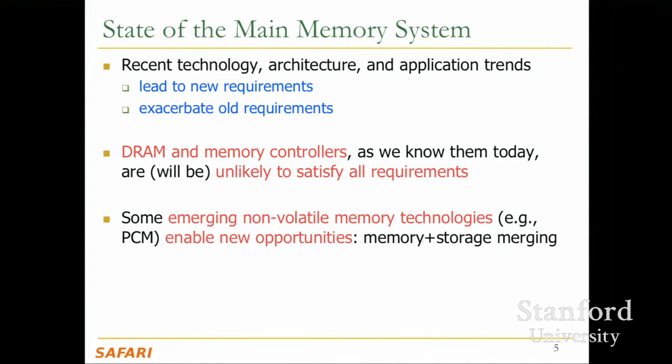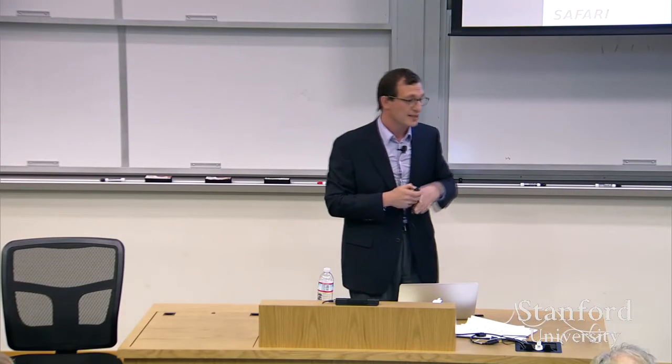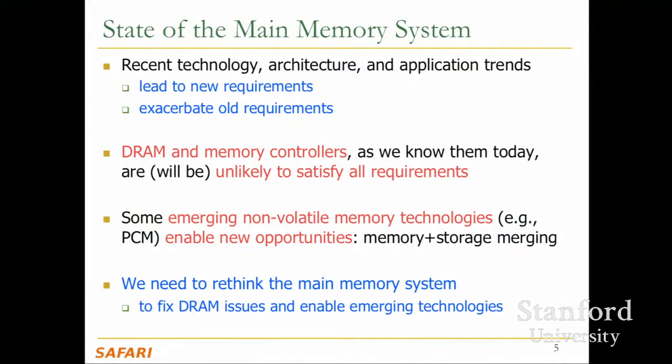And at the same time, there are some emerging memory technologies that happen to be non-volatile that enable some new opportunities, like the merging of memory and storage. So hopefully we'll get to the end of the talk where I will talk about that. Given these, I believe we need to rethink the entire main memory system and the systems we design around it, to fix the issues we're having with DRAM and enable some of these emerging memory technologies while satisfying all of the requirements that we demand from it.